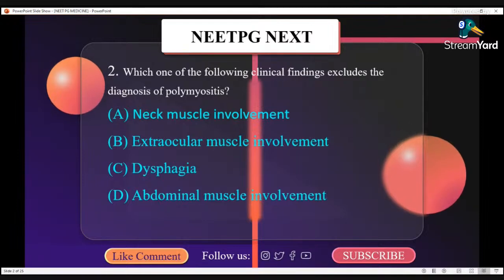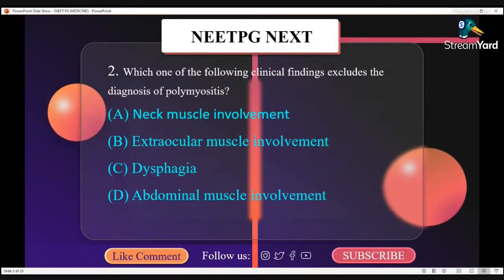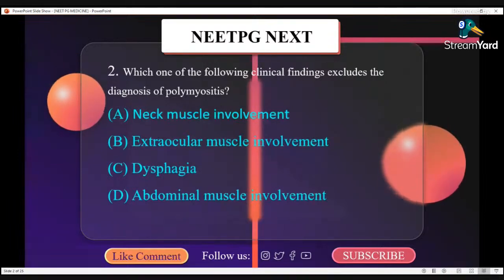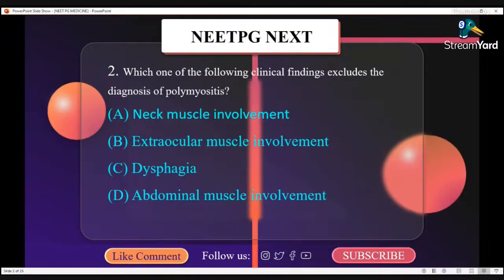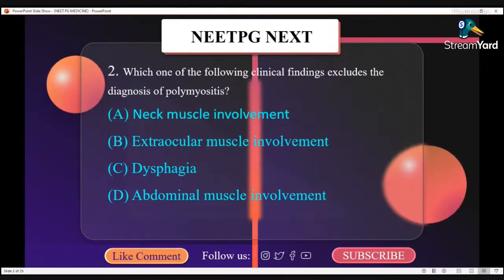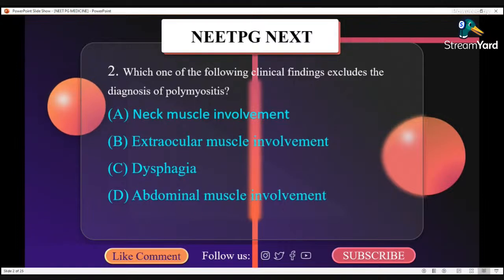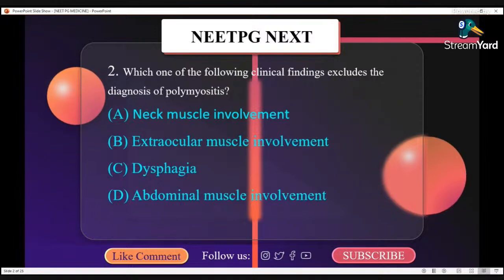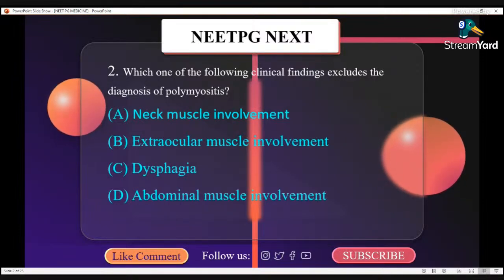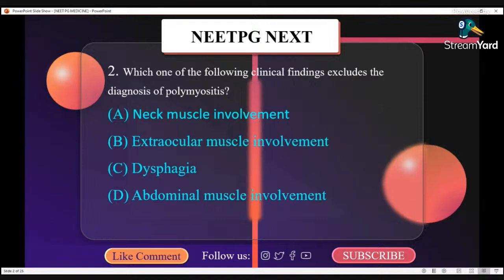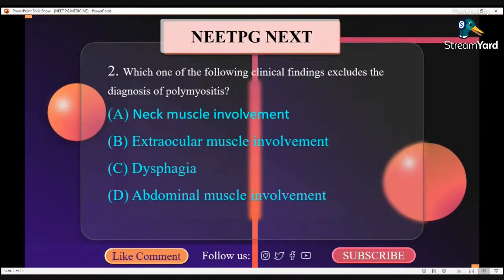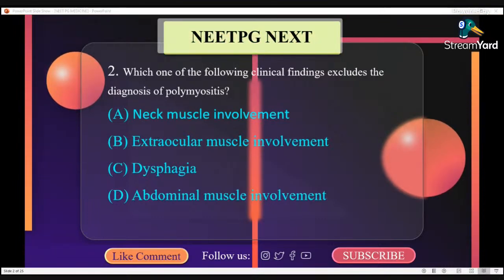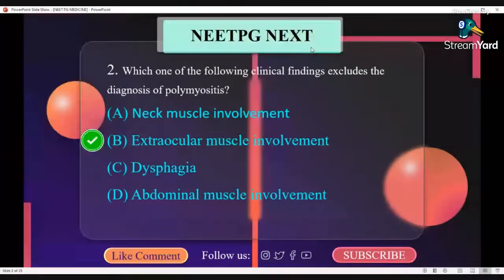Now, polymyositis manifests as dysphagia. Extraocular muscle involvement excludes the diagnosis of polymyositis. So the correct option here is B. Extraocular muscle involvement.